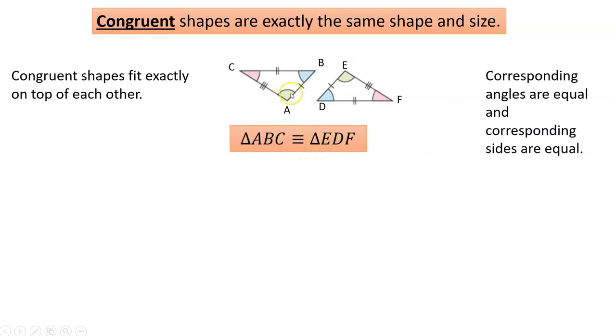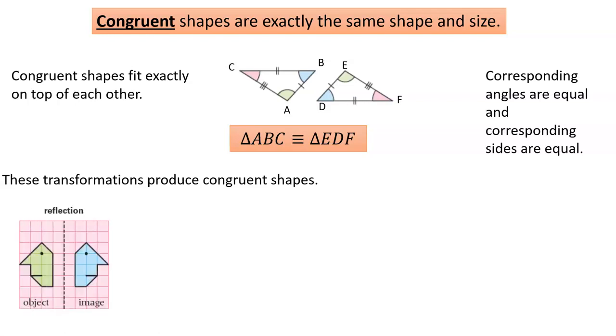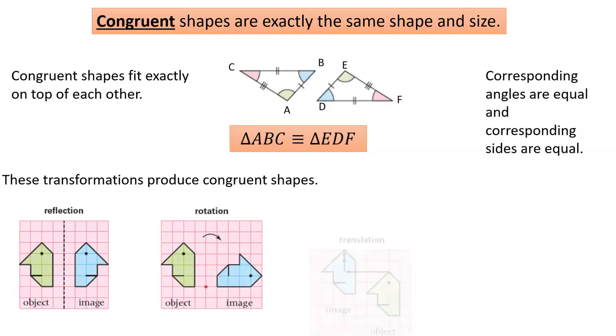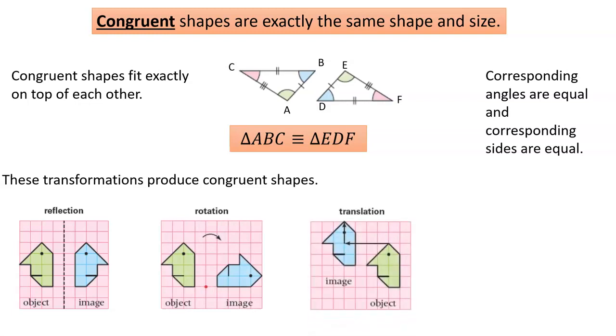The order of the letters does matter. A and E are the angles that correspond to each other, so they go in the same position when I'm listing the vertices in my triangle. These transformations produce congruent shapes, so reflection and rotation and translation. Each of these faces are congruent to each other.